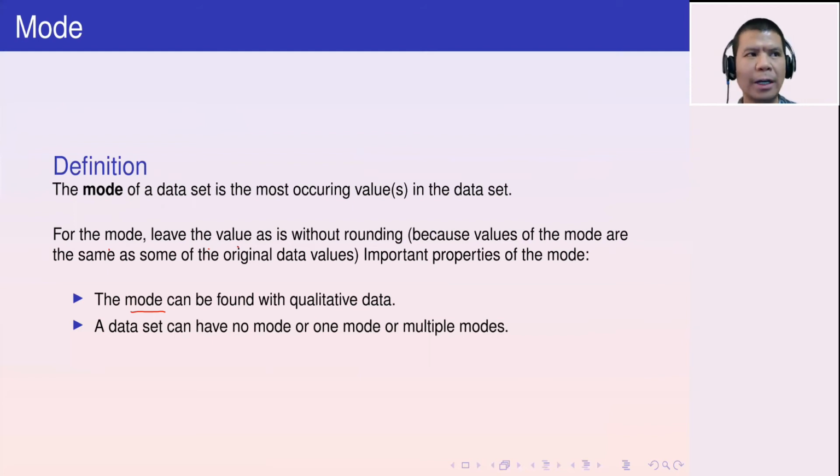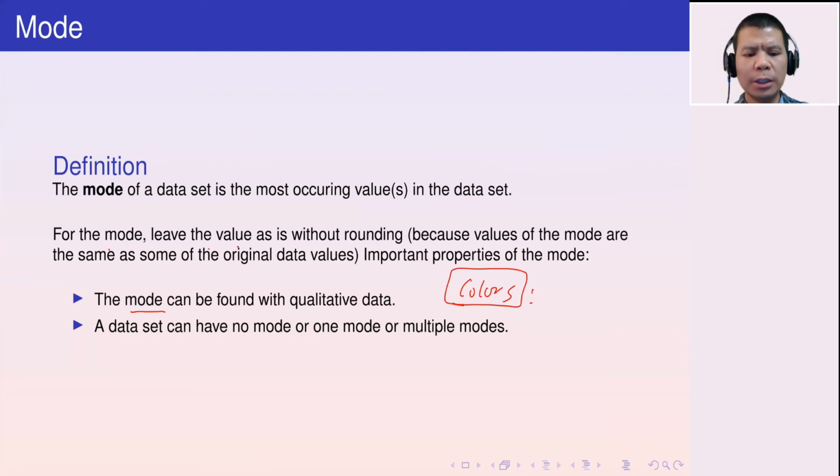So it can be at the nominal level or ordinal level. Let's take an example with colors. You have different colors of cars, the vehicles in the parking lot. So what is the most common color of the cars in the parking lot? So the mode can be found with qualitative data. However, the average or the mean or the median cannot be found with qualitative data. Okay, so that is one.